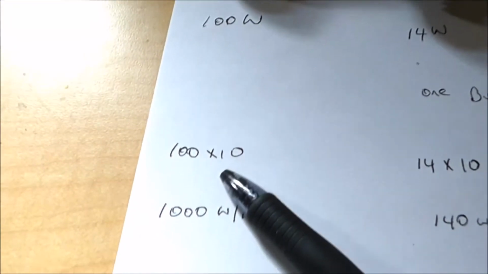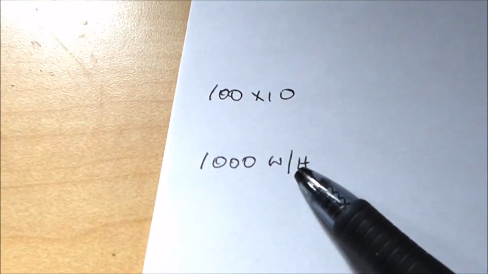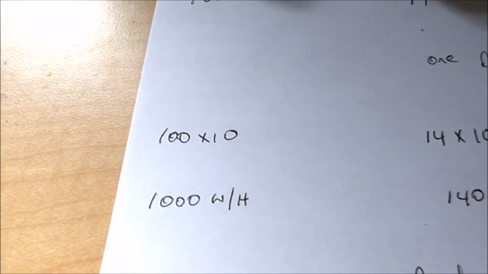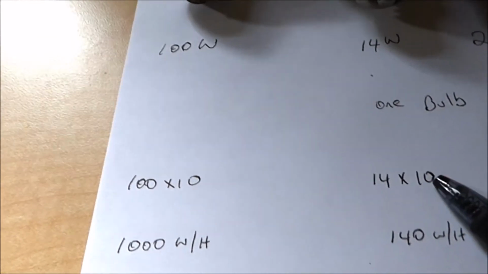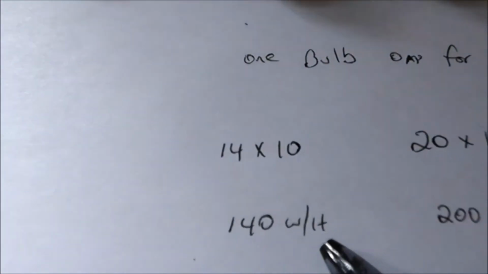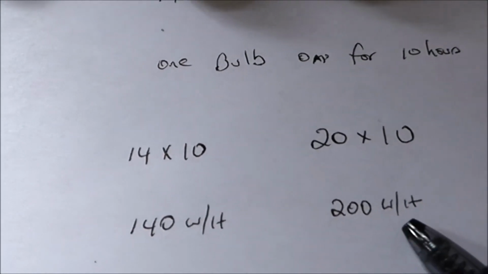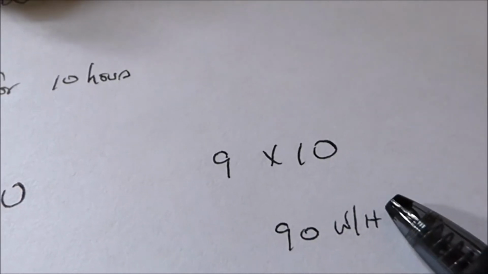Your 10 hours a day times 100 watts is 1,000 watt hours. Your 14 watts times 10 is 140 watt hours. 20 times 10 is 200 watt hours. 9 by 10 is 90 watt hours.